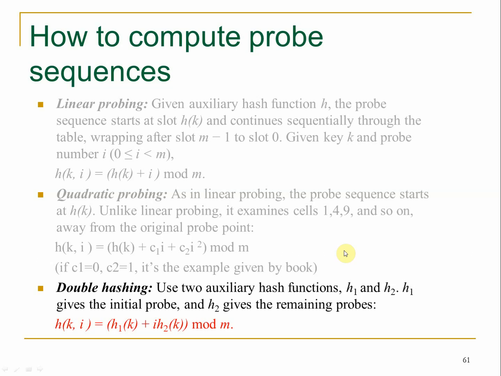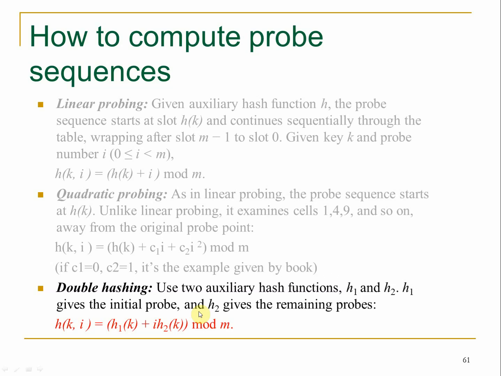So let us take a look at our very last approach to do the probing, which is what we call double hashing. So what does double hashing mean? It indicates that you have two hash functions. You have a first hash function and a second hash function. The first hash function gives you the home position, and the second hash function gives you the way to look for the next available location.